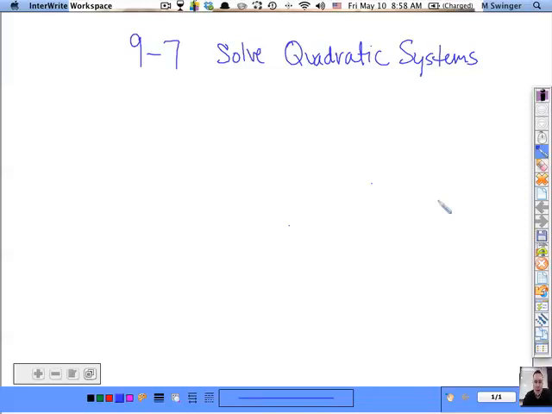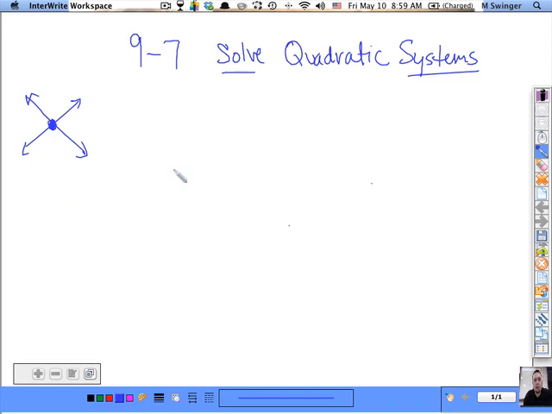Here's the last section in Chapter 9, Solve Quadratic Systems. You've solved systems before. You had linear systems, right? You had a line, like y equals mx plus b, and then I give you another y equals mx plus b, and there you saw two lines intersecting. When you solve a system, you're looking for what? The intersection, right? That's the solution to the whole system here. What works for both of them, right?